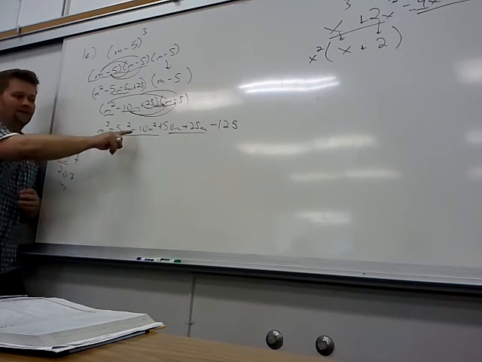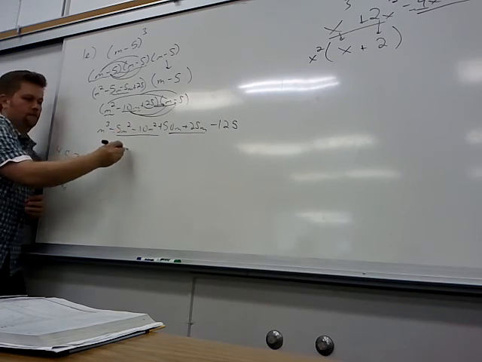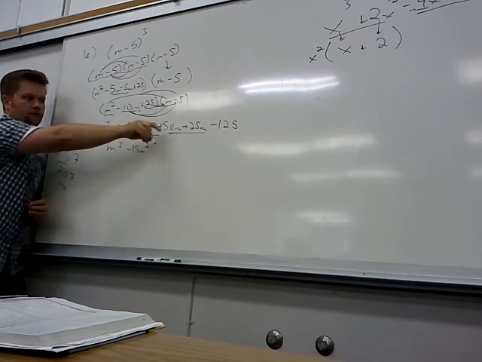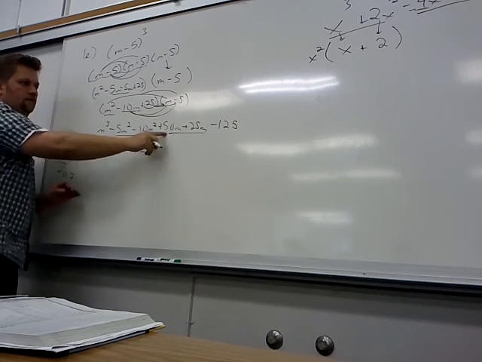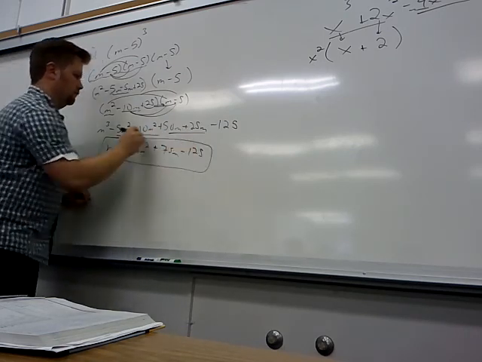Okay. M cubed. And then negative 15m squared. Plus 75m. Minus 125. Cool.